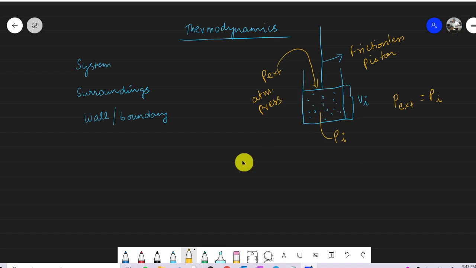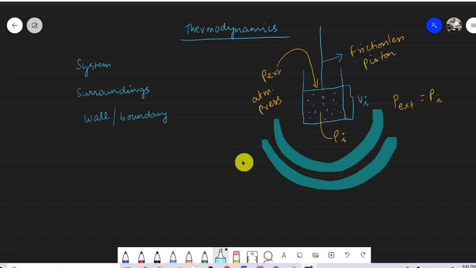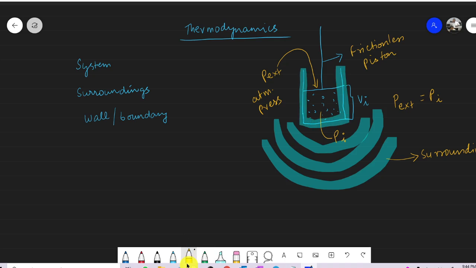Now this is called a system. When we say that this is a system, then naturally the part that is surrounding this area, this place, is what you call the surroundings. So these are all the surroundings that are away from the system, and this surrounding is differentiated or separated from the system by means of what is called the wall or the boundary. So this is called the wall or boundary of the system, which separates the system from the surroundings.